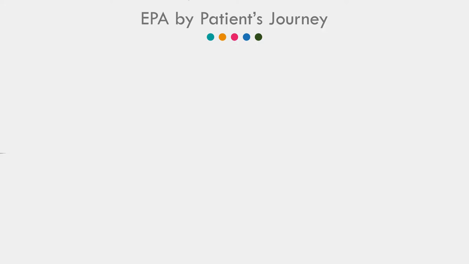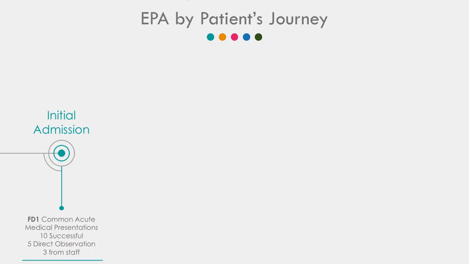So a patient's journey through the hospital begins with that initial admission. And this is what FD1 is all about. It's the common acute medical presentations we see in the emerge department. Or if, say, you have a senior who's already admitted them and they're upstairs on the ward, you're continuing that admission and doing a more thorough history and physical and making your own investigation and management plans. Now you need 10 successful observations for this, and 5 of these have to be what's called direct observation.